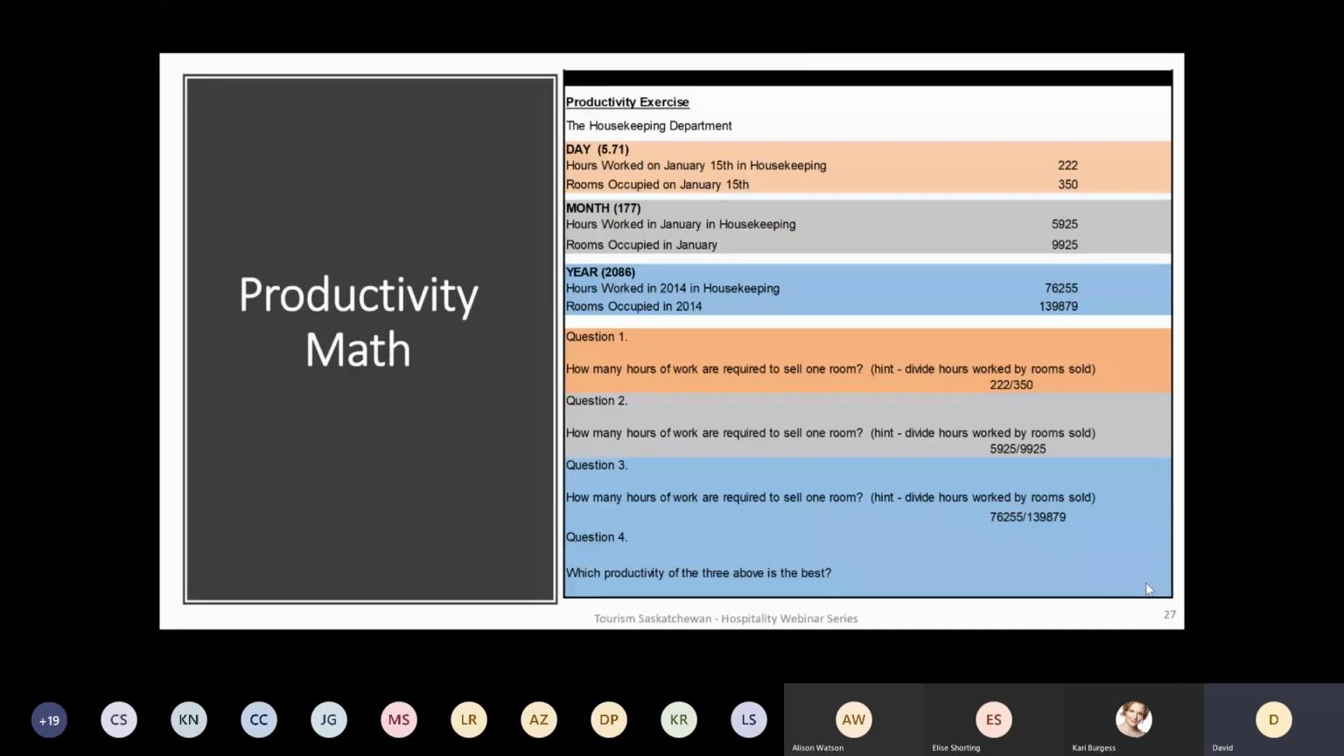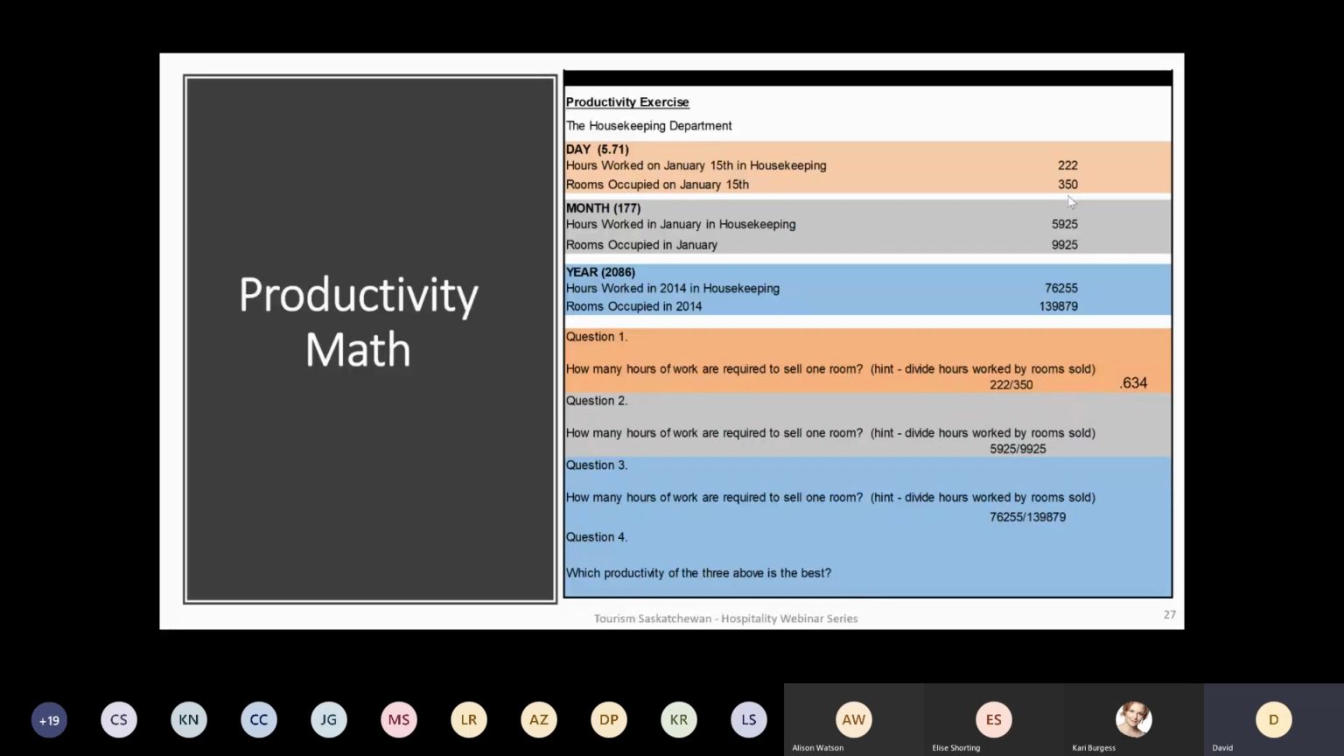So here we have the exact same scenario laid out for this housekeeping department in January, but now we have a new piece of information. We not only have the hours worked, we have the rooms occupied. So the first question is, how many hours of work are required to sell one room? Well, it took 350 hours to service 222 rooms, to check them in, to check them out, to keep the hotel clean, to clean the rooms. So what's my productivity? Well, on January 15th, my productivity is 0.634 hours per room occupied.